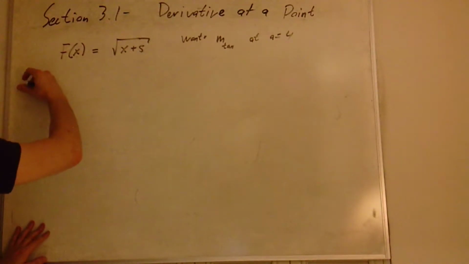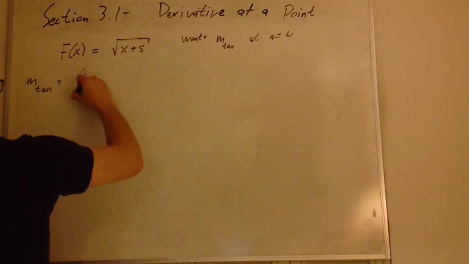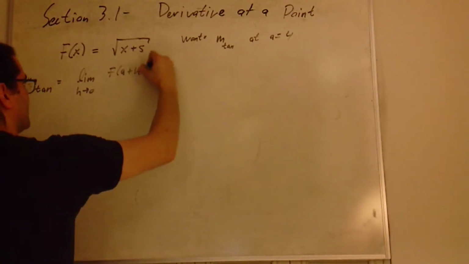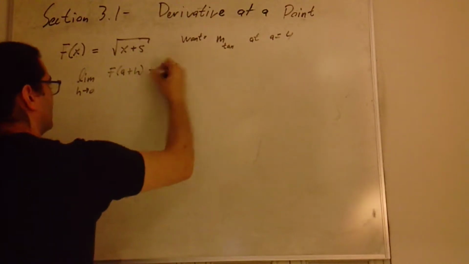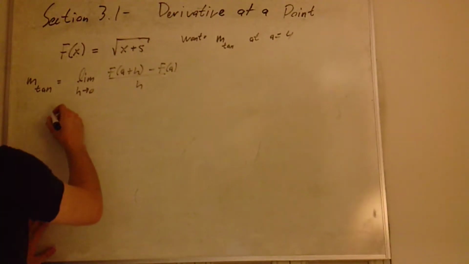And as always, step 0 is we write down what m tan means. M tan means we're taking the limit as h goes to 0 of the difference quotient f of a plus h minus f of a all over h. And we know what a is, and we know what f is, and we know what h is doing, so all of this is very solvable.